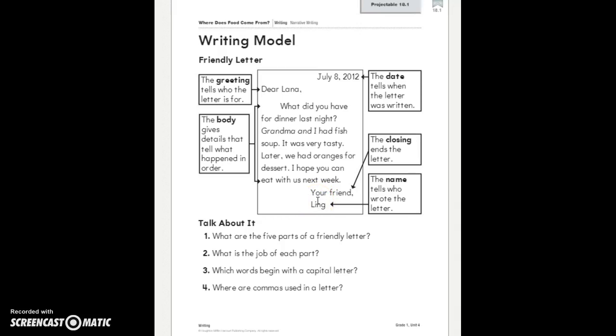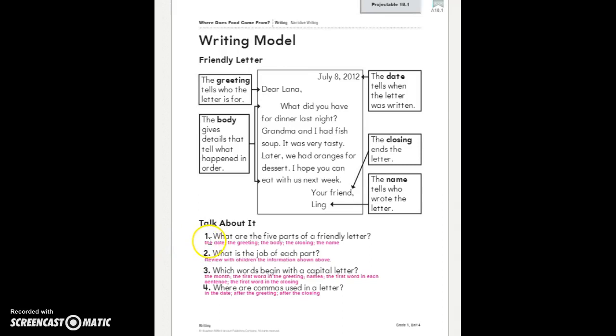Today you're going to work together to write a friendly letter about a meal that you have shared. But first, let's talk about it. With your learning partner at home, please discuss 1, 2, 3, and 4. When you are finished, come back to the video and I will discuss them with you.